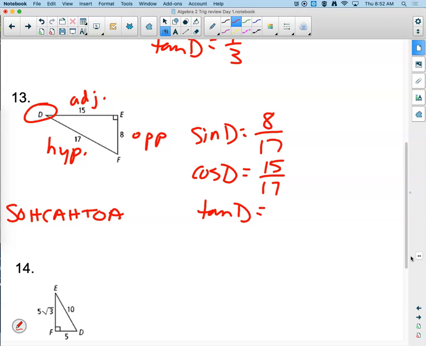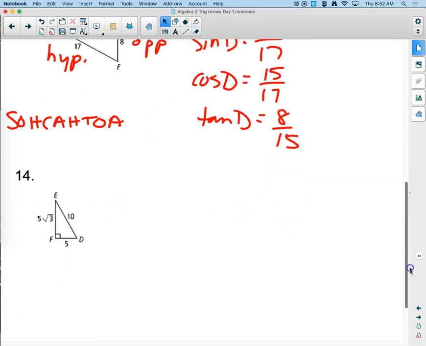Alrighty. Tangent. Maddie, you got tangent down? 8/15 it is. SOHCAHTOA. Remember, today's basics, don't overthink. I know it's hard to because we've done things that are so much more complicated than this. But just basics of trig today.